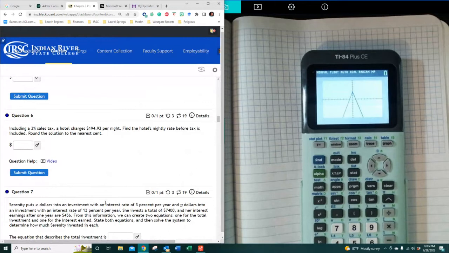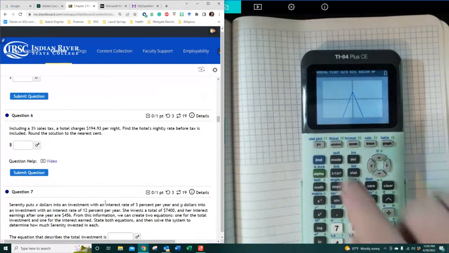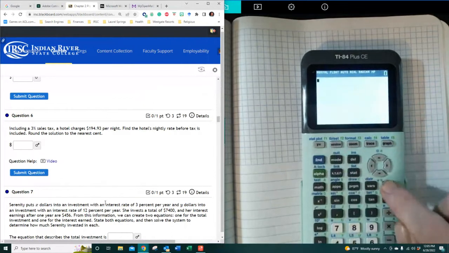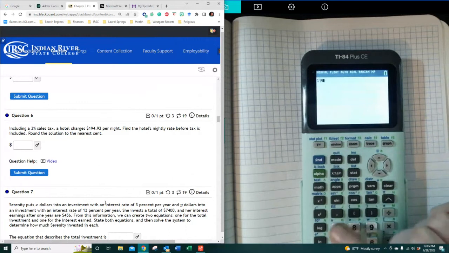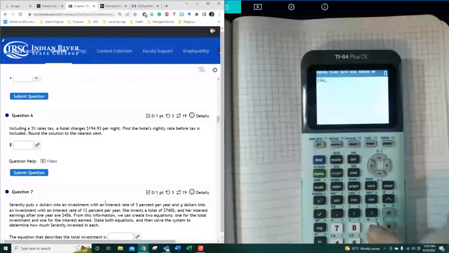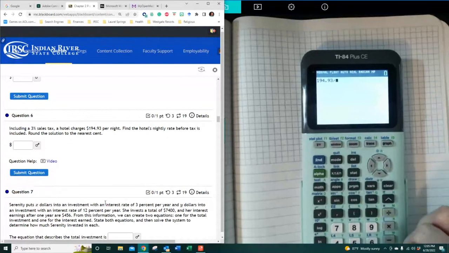Now, including a sales tax, a hotel charges $194.93. It says find the hotel's nightly rate before taxes are included. Round the solution to the nearest cent. So now what we're going to do is simply take the value of 194.93 and divide it by 1.03. That is 103% of the value of the hotel charge.